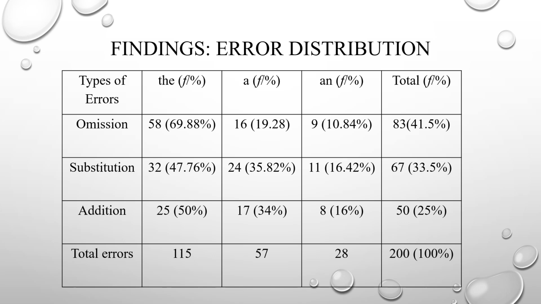Substitution errors accounted for 33.5%. Here, learners often replace one article with another incorrectly, such as using a instead of the. Addition errors made up 25%, where learners inserted articles unnecessarily. Altogether, 200 errors were identified, with the being the most problematic across all categories. This pattern highlights how learners are not only omitting articles, but also misusing them, reflecting both gaps in knowledge and overgeneralization.